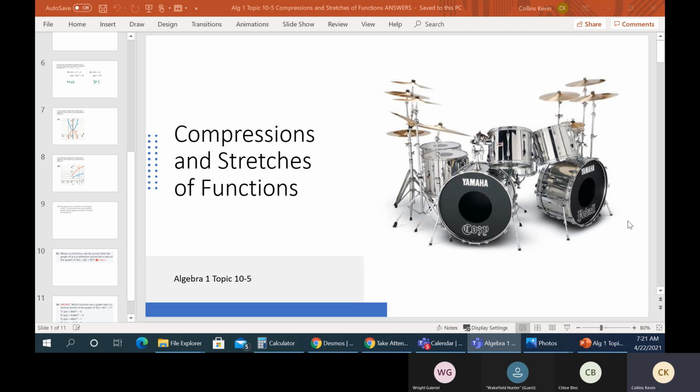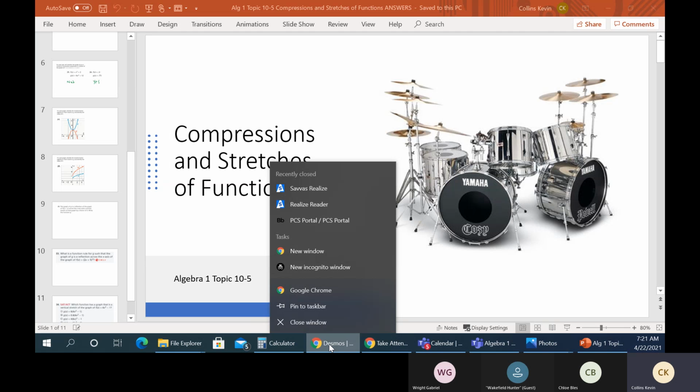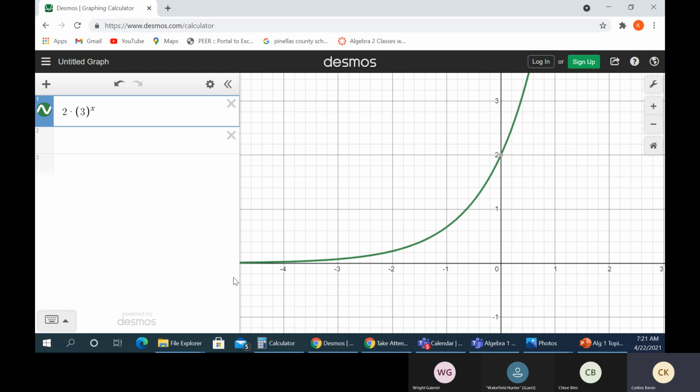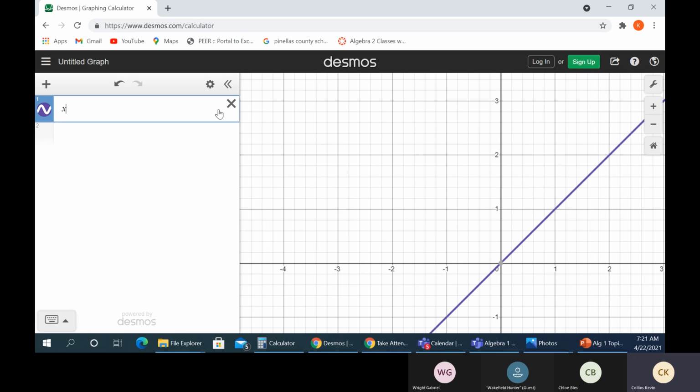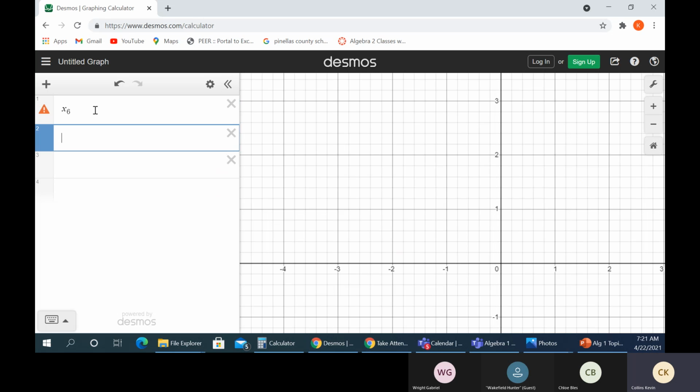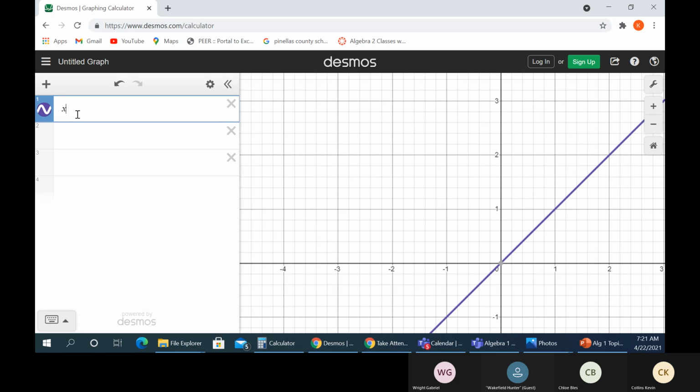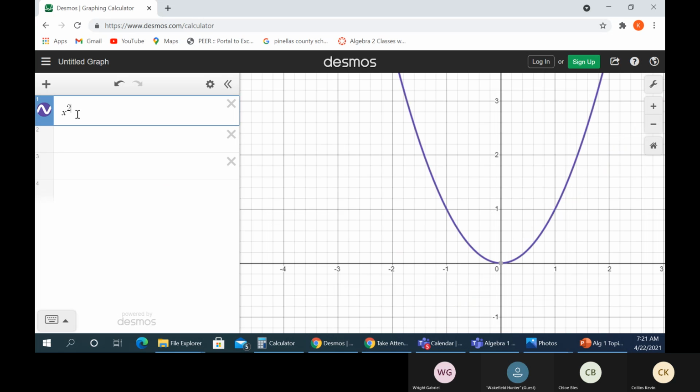Okay, so we can do a quick Desmos example just to refresh your memory here. All right, so as you can see, we're doing exponentials in one of the other classes. So let's just do an easy one. Let's do an x squared. There we go. So there's an x squared graph.